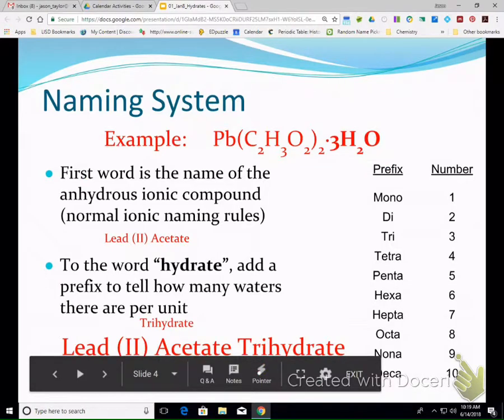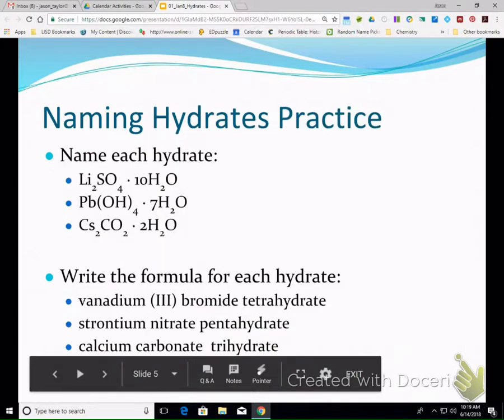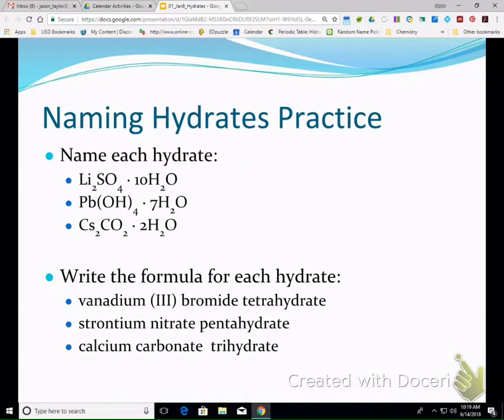Before I leave that, these prefixes are the ones that we're going to need to know for covalent naming pretty soon, here in the next few weeks anyway. All right, so here's some more practice. I'm going to let you try to name these, and then we'll scroll up and see the answer. So let's start with Li2SO4, and then 10 waters. Hopefully you have named that as lithium sulfate decahydrate.